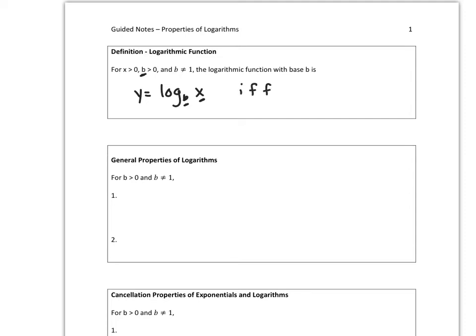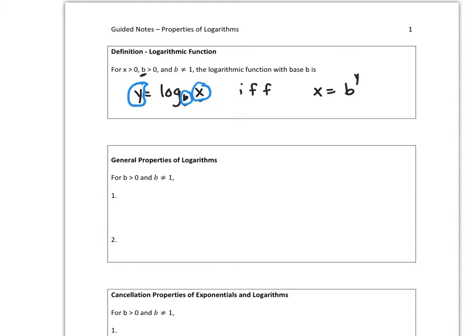If and only if, I'm going to turn this logarithmic form into exponential form. x equals b to the y. x equals b to what's on the other side of the equal mark. And we'll use that to solve logarithmic equations.